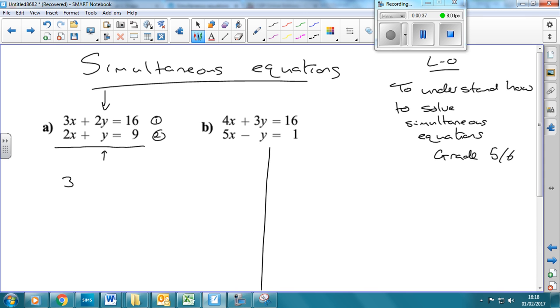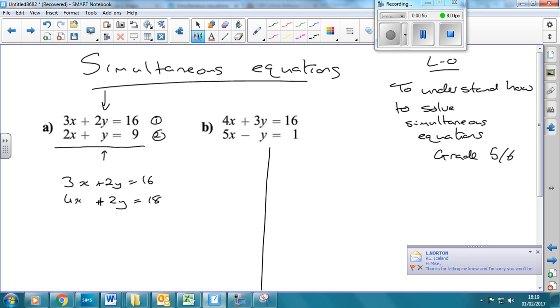So if we write both of them out, that's going to be 3x plus 2y equals 16. And if we double the bottom one, we're going to get 4x plus 2y equals 18. Now what we've got is two equations where both of them have got 2y. The key thing to remember is that if they're both positive 2y, then you're going to need to subtract the smaller equation from the bigger equation. So we're going to take this one away from that one.